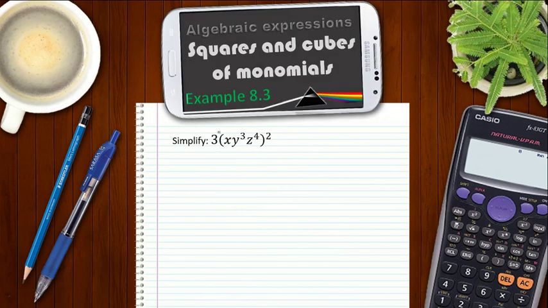Now for this one, if we have a coefficient over here, the first thing we need to do is simplify this part first, because this 3 is just an outsider for now. This square first has to go in before we can do anything with the 3. So the 3 just hangs around until we're done with the brackets. Putting the square on each base, we've got x squared, y to the power of 3 times 2 is 6, and z to the power of 4 times 2 is 8. Now this 3 is multiplied, and this is just one term. So the answer is 3x squared, y to the power of 6, and z to the power of 8.